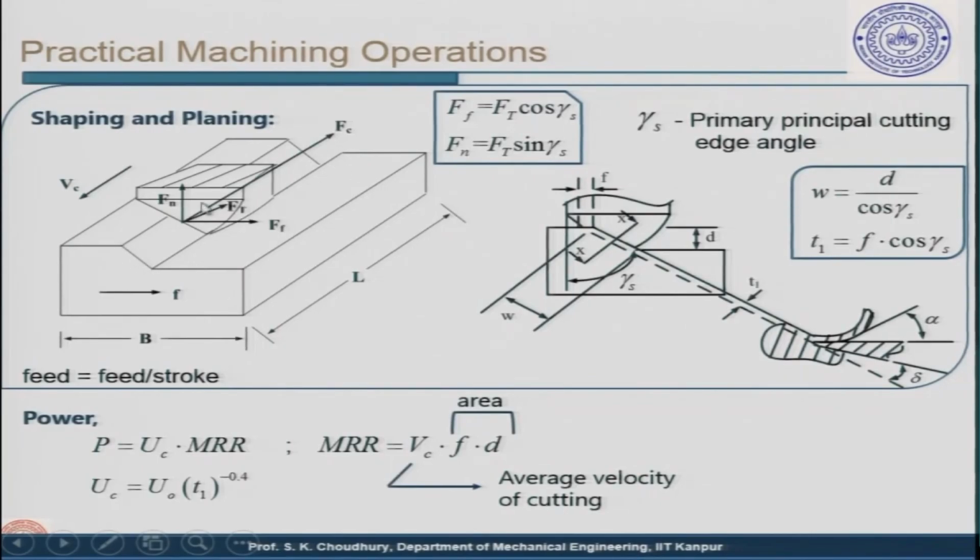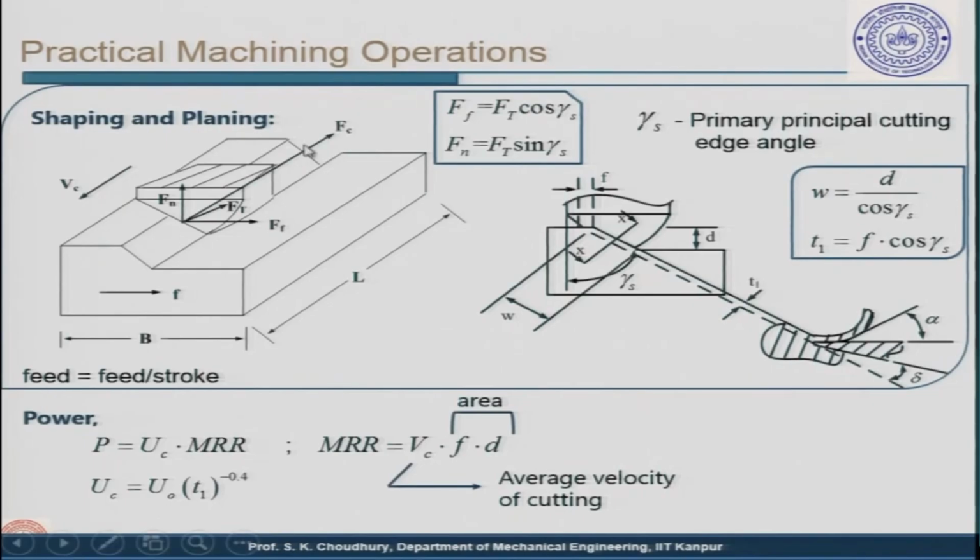The tool used in both shaping and planing is very similar to the turning tool. The difference between the shaping and the planing machine is in the quick return mechanism. In shaping, when the tool moves forward, it cuts and removes the material. Then it goes back to the initial position, ready to take the second cut or second pass.